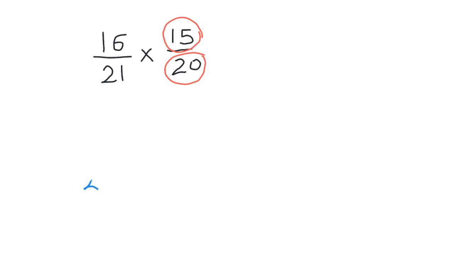So their common divisor between 15 and 20, the greatest common divisor they have is 5. That means I'm going to do 15 divided by 5, and that gives me 3. So I cross out the 15, I put 3. Now 20 divided by the common divisor, 5, 20 divided by 5 is 4.